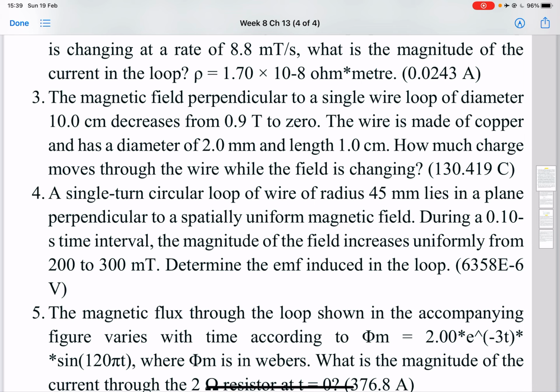So here we have the third problem, week 8, chapter 13. A magnetic field perpendicular to a single wire loop of diameter 10 centimeters decreases from 0.9 Tesla to 0 Tesla. The wire is made of copper and has a given diameter. How much charge moves through the wire while the field is changing?